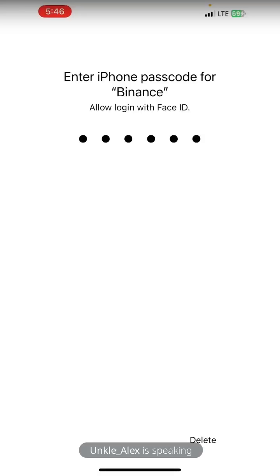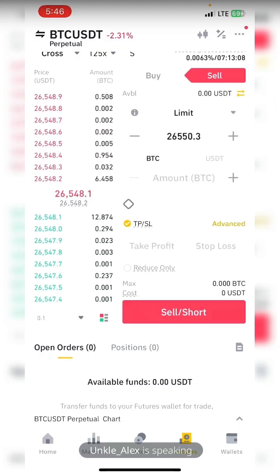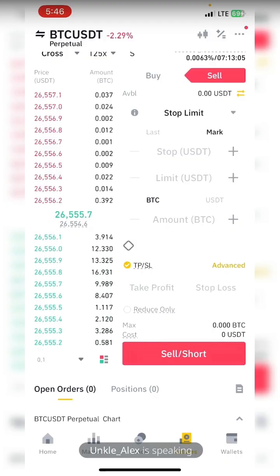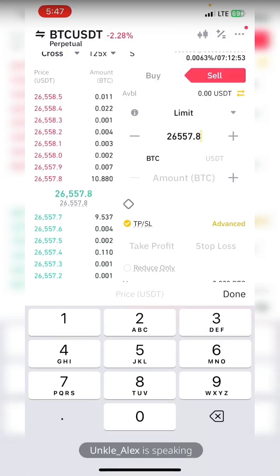Now another thing you need to take note of is this place. We have limit, post only, market, stop limit. As a trader, I would advise you to use limit. Some people make use of stop limits, some people make use of market, but I would advise you to use limit. Limit is very helpful. With limit, this is where you input the price you want to trade. You understand?